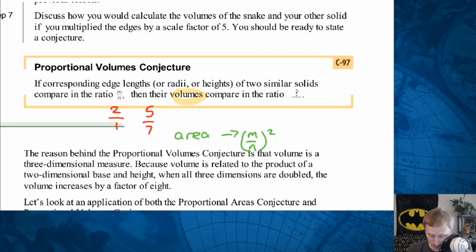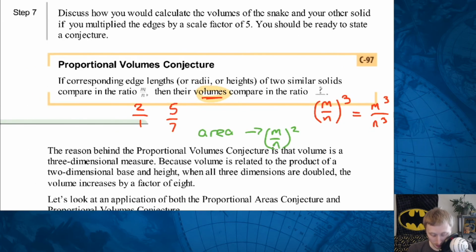Let me just move this out of the way. The volumes will compare in the ratio of m over n cubed. Take that ratio and cube it, right? And if you're not sure what 5/7 cubed is, remember that our power of a quotient exponent rule, we can represent that as m cubed over n cubed. So in this case, the 2 over 1, 2 times 2 times 2 becomes 8, or 8 over 1.